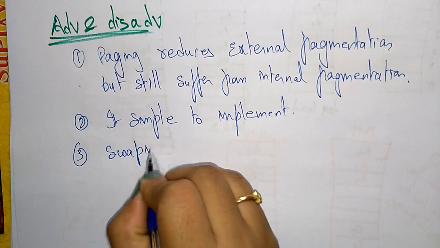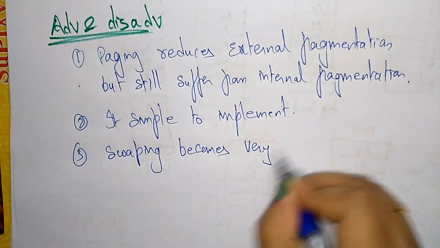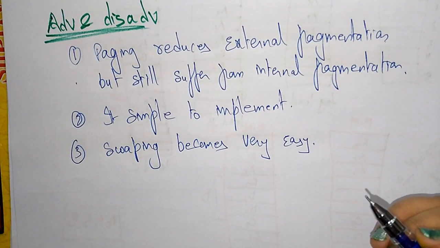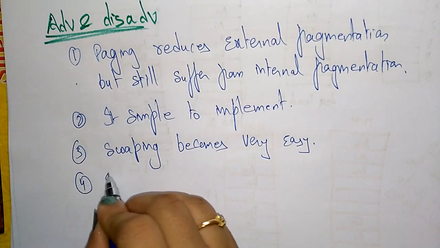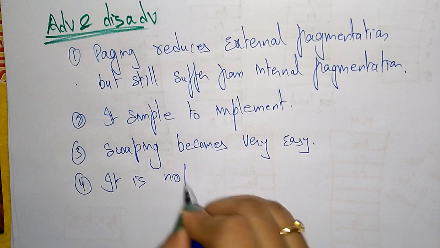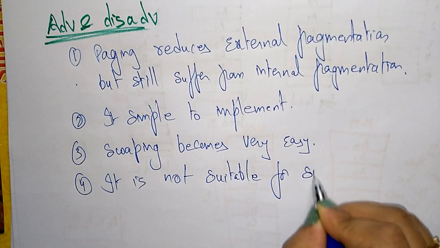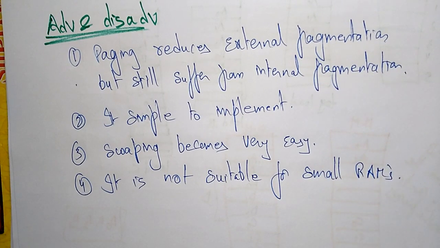Swapping becomes very easy because of the equal sizes of pages and frames. And the page table requires extra memory space, so it may not be good for systems having small RAMs. It is not suitable for small RAMs. So this is about the concept of paging. Thank you.